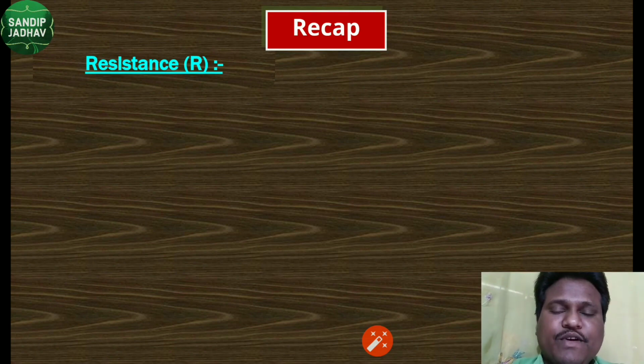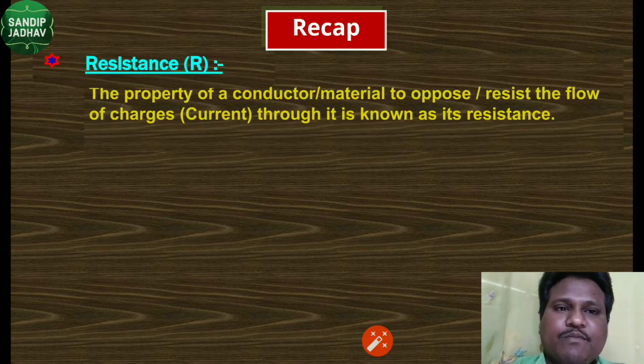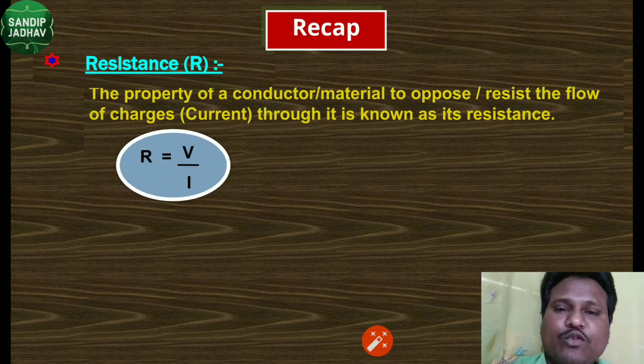Before moving further, we will just revise what we have learned in the previous class. In the previous class, we have seen that resistance is a physical property of a conductor or a material to oppose the flow of current or charges. That means whenever charges are moving inside the conductor or material, that material will oppose. We know the relation R is equal to V by I from Ohm's law.